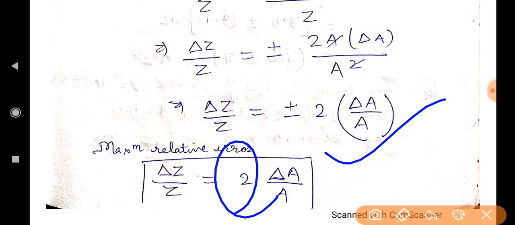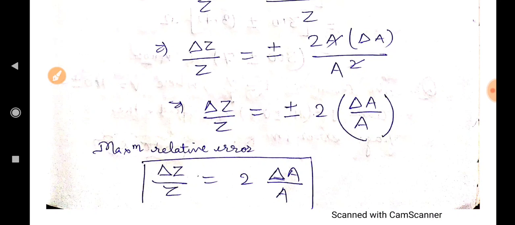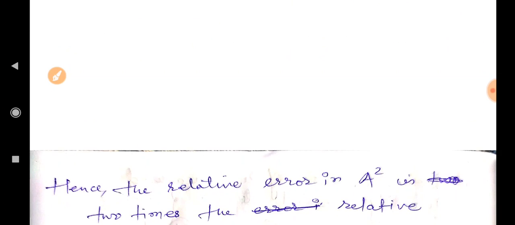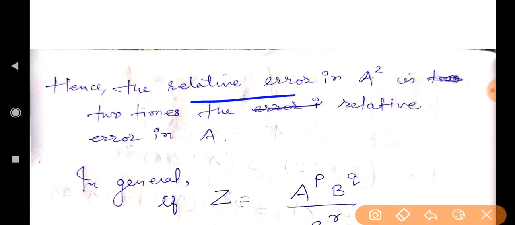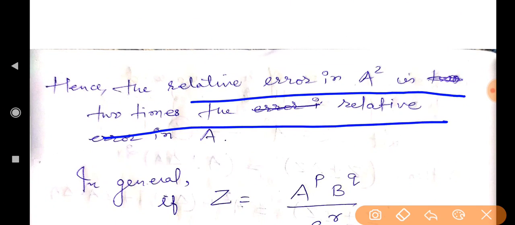That means the power comes before the relative error in a particular quantity. So the rule is like this. Hence the relative error in a square is 2 times the relative error in a.